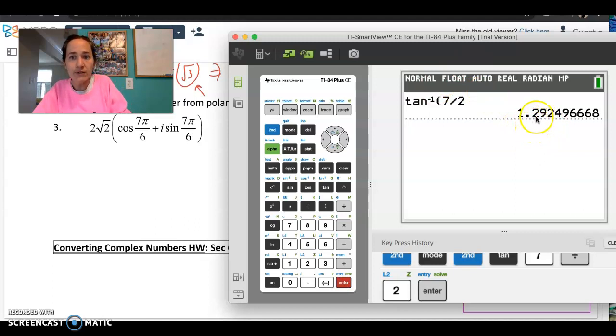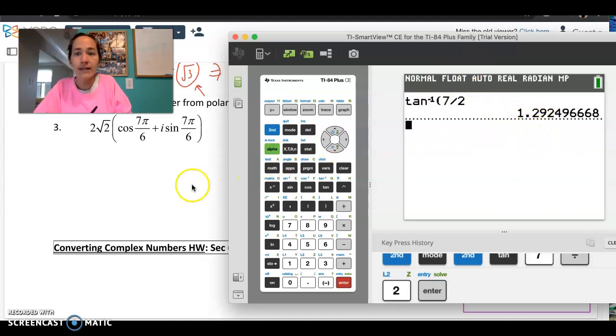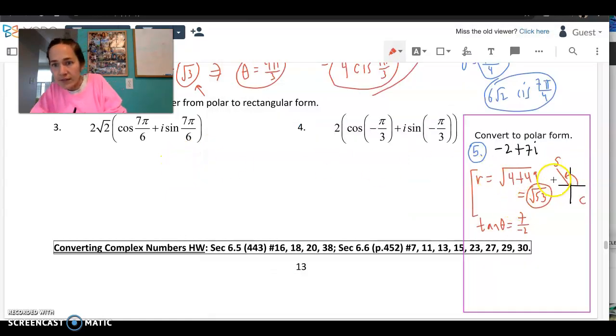Your reference angle is the acute angle from the terminal side down to the x-axis, and here, to the nearest thousandth, it's going to be 1.292. That means I can squeeze that in here. 1.292 is going to be your reference angle.